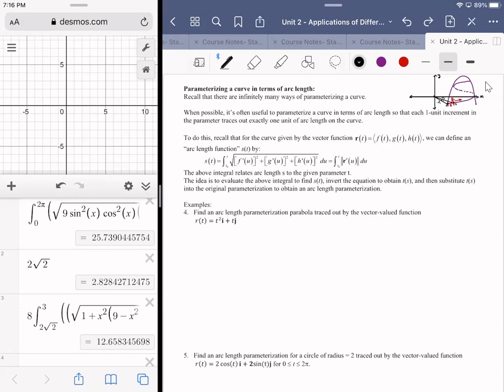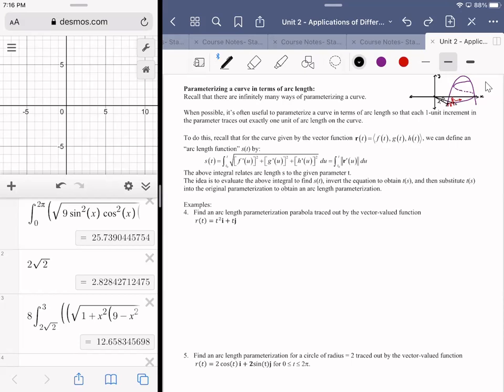So with that in mind, there are infinitely many ways of parameterizing a curve. When possible, it's often useful to parameterize a curve in terms of arc length, so that each 1 unit increment in the parameter traces out exactly 1 unit of arc length on the curve, right? So it's the concept of the unit vector just in terms of a path along the curve rather than a path that's originating in space that's propped up by vectors that are originating at the origin.